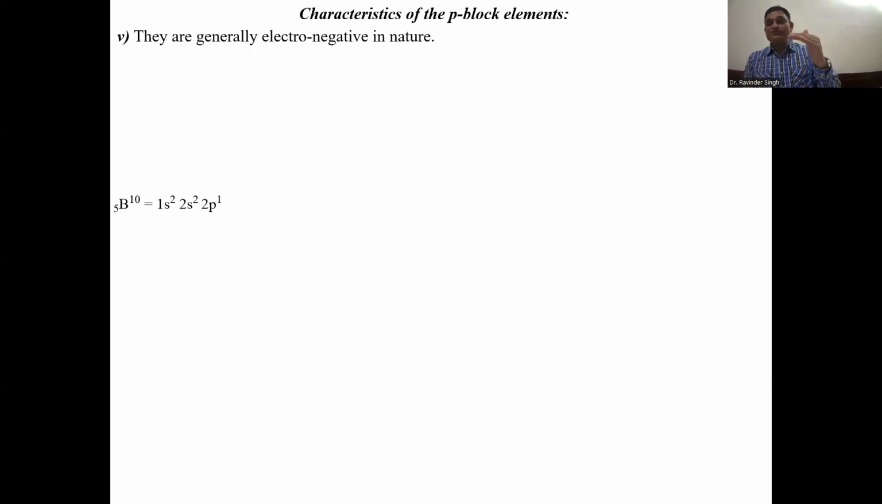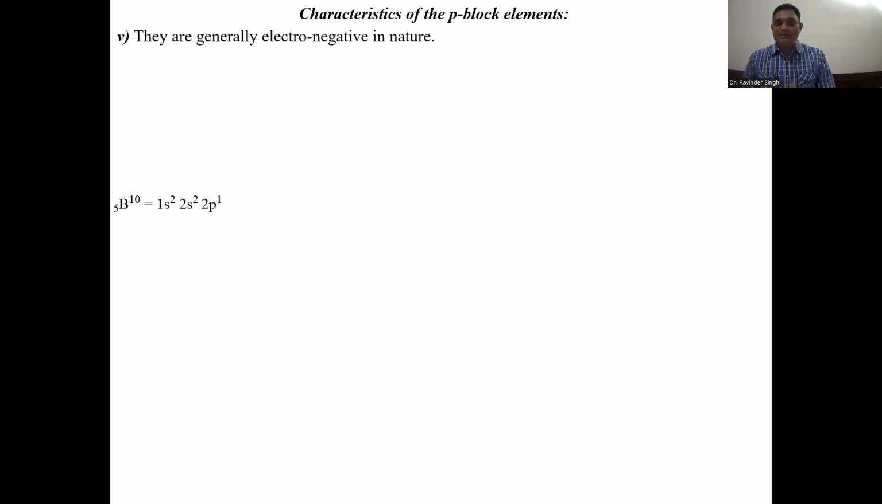On moving down the group, you have already seen that the number of shells increases. So the distance between the nucleus and the valence shell electron changes, so the attraction changes, and the tendency to lose the electron also changes. That is the electronegative nature. Electronegative means non-metallic nature. The elements which have the tendency to take the electron are non-metals, and the elements which have the tendency to lose the electron have the metallic nature.